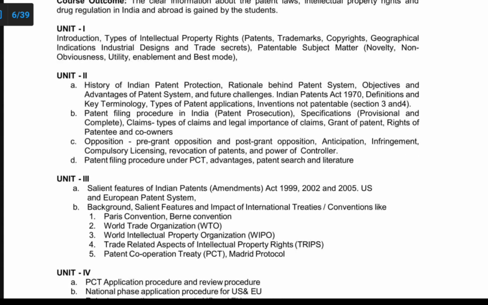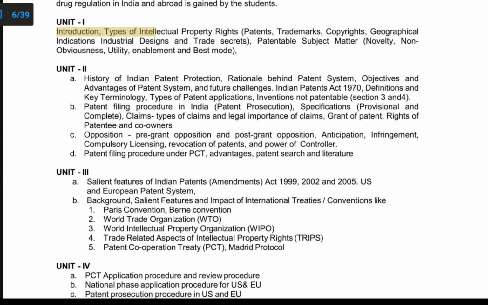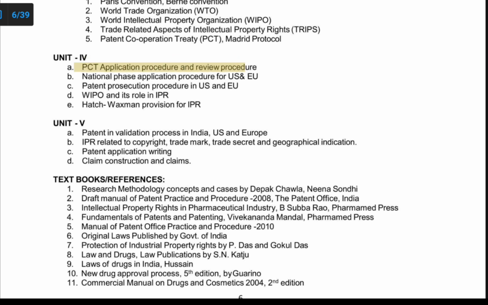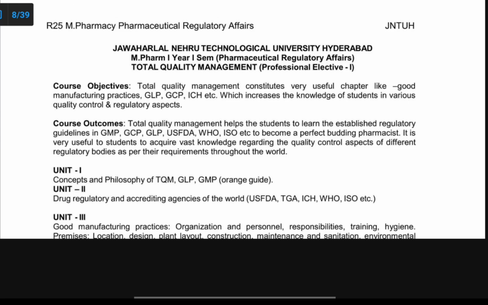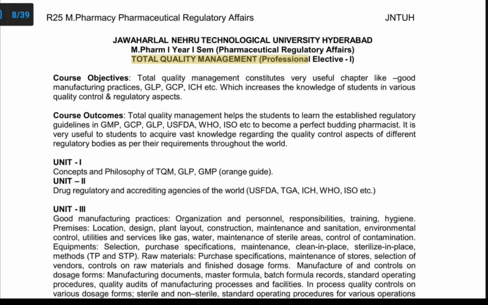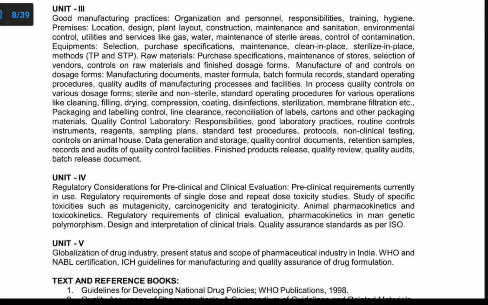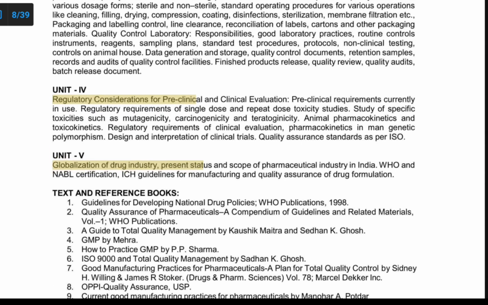Intellectual property rights: in unit 1, the introduction to intellectual properties and its types, history, and salient features of the Indian patents, the PCT application procedures, and review and patent invalidation process in India. Total quality management: the concept and philosophy of TQM, drug regulatory accreditation agencies, good manufacturing practices, regulatory considerations for preclinical and clinical evaluation, and globalization of the drug industry.